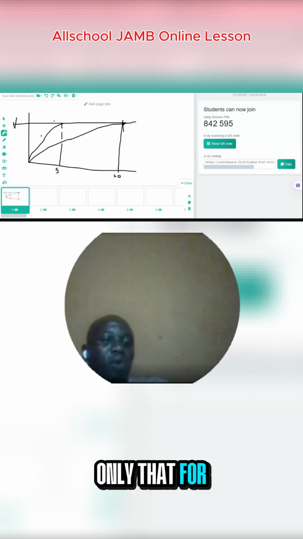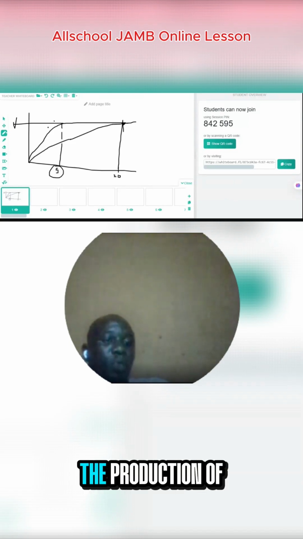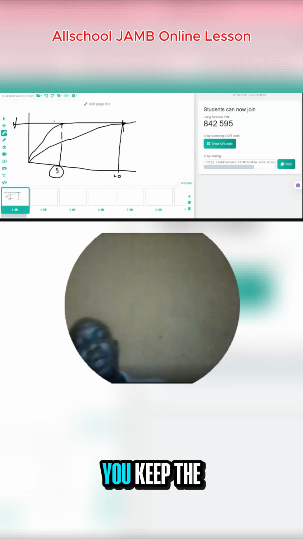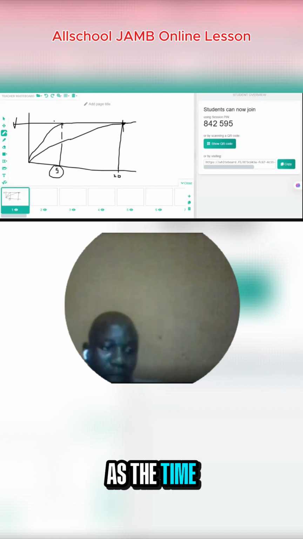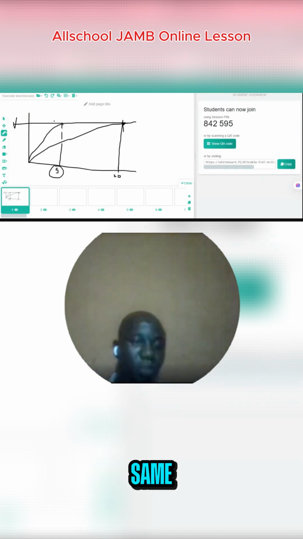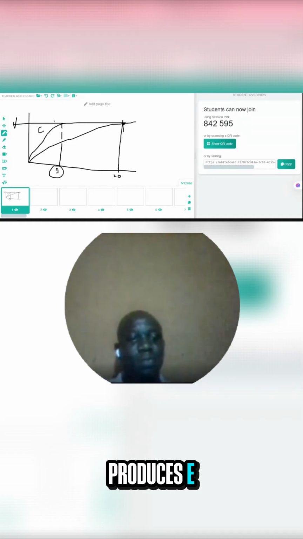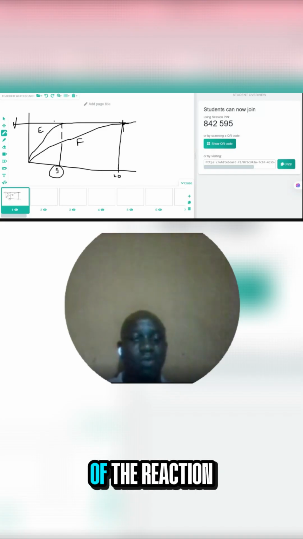Only that E attains completion. The production of E attains completion after 5 minutes. But it is still the same volume. If you keep the solution, the volume of E will not change again as time increases. So the volume of E will remain the same. Do we get that? Assuming the curves do not meet, then their volumes will be different. The only difference here is that the reaction that produces E is faster than the reaction that produces F, but they have the same volume at the end of the reaction.